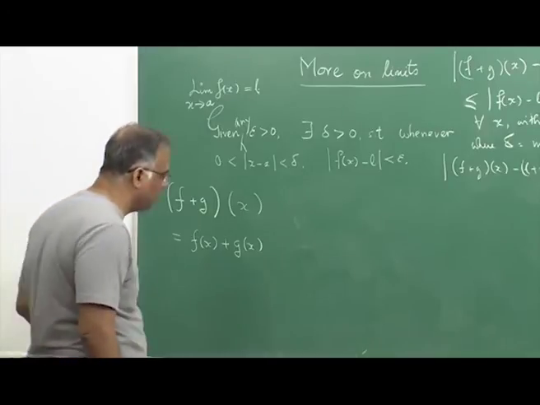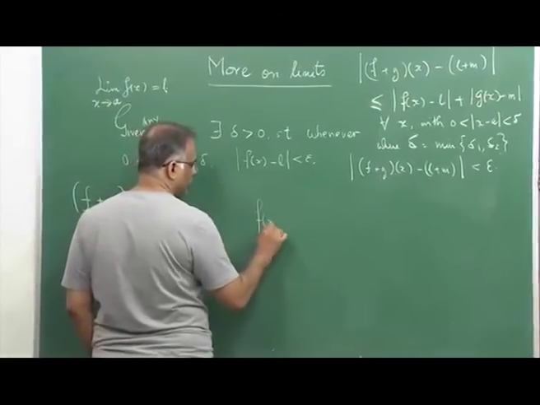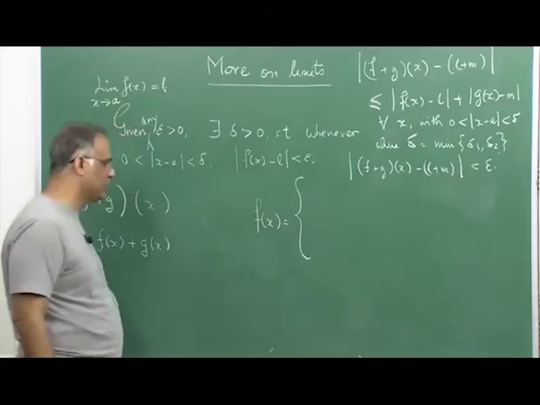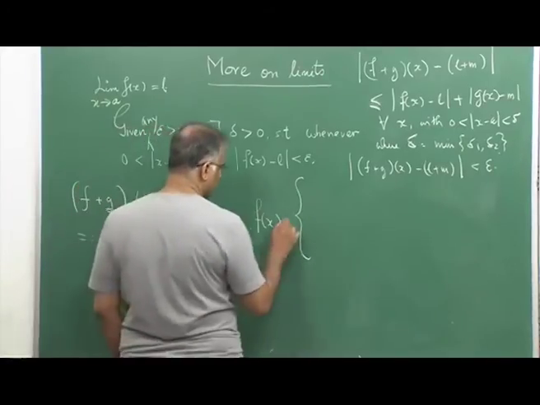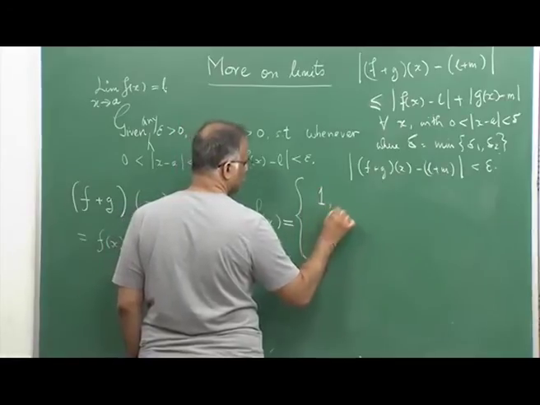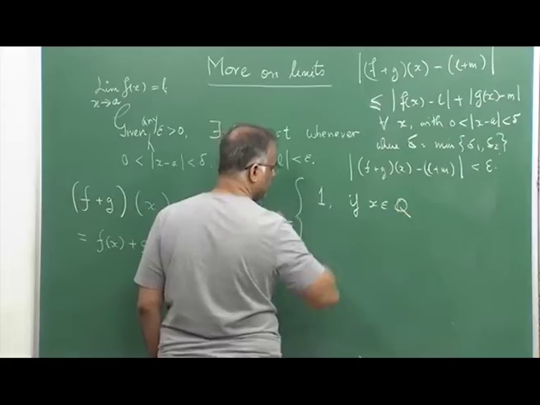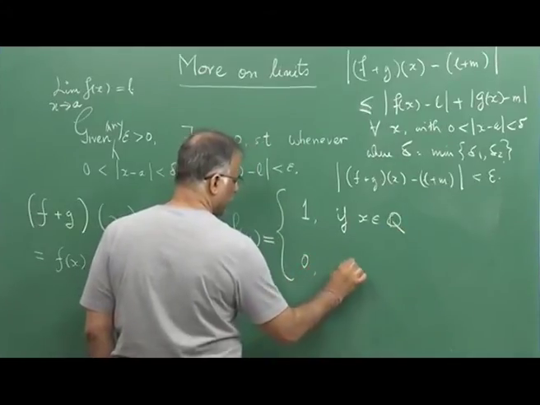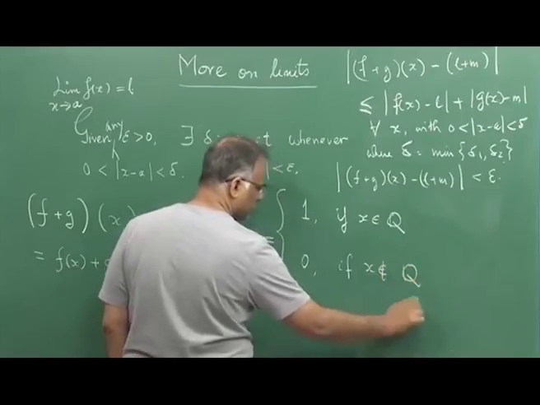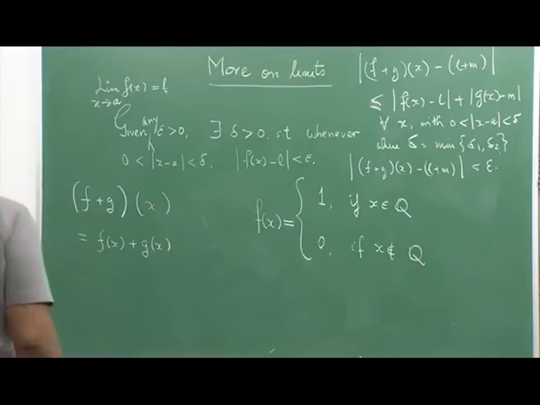Now, let me take a function which is a very famous function in mathematics called the Dirichlet function, after the famous German mathematician Gustav Dirichlet. It is 1 if x is rational, that is x is in Q, and equal to 0 if x is irrational. What should be the limit?